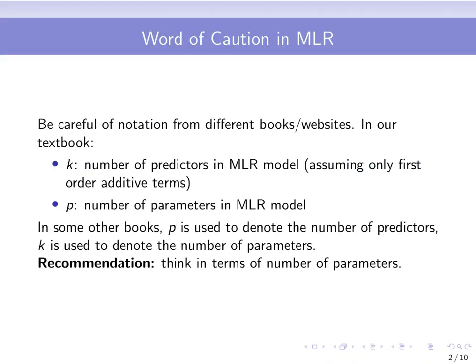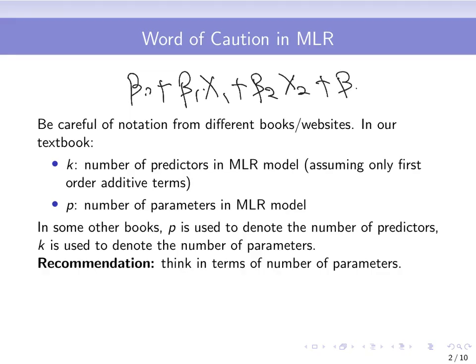The first thing I'll mention is be careful when you read other books or websites from a notational perspective. In our textbook, they use the letter K to denote the number of predictors in the multiple linear regression model. And so far, we are assuming only first order additive models. That means these are basically models of the following form where each term has its own coefficient, and we add that coefficient to the model.